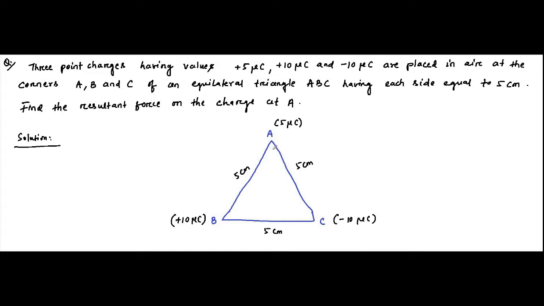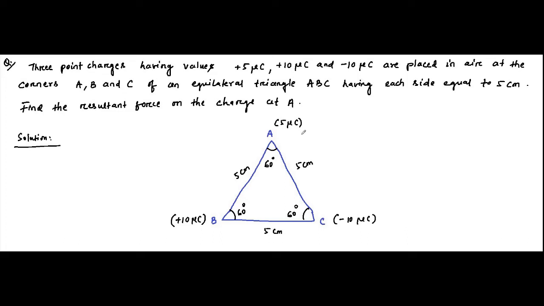Now here we have to find the force acting on the 5 microcoulomb charge placed at A. Another important thing, the angles are 60 degree, 60 degree, 60 degree. So we have to find the net force acting because of these two charges, plus 10 microcoulomb and minus 10 microcoulomb, interacting with this 5 microcoulomb charge placed at A. So here 2 forces will be acting on this charge placed at A.